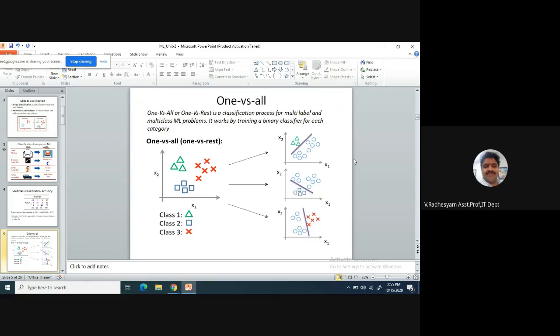This you see. This is 1 versus all. How to do 1 versus all? Suppose 3 classes are there. We need to take the green one and separate it from all the remaining things, the remaining 2. And we need to consider the blue ones and separate them from all the remaining things. And we need to consider the red one and separate it from all the remaining things. That means 1 versus all the remaining things.